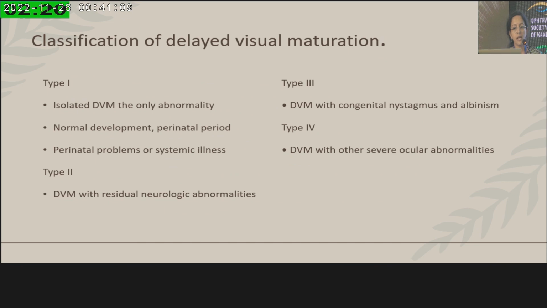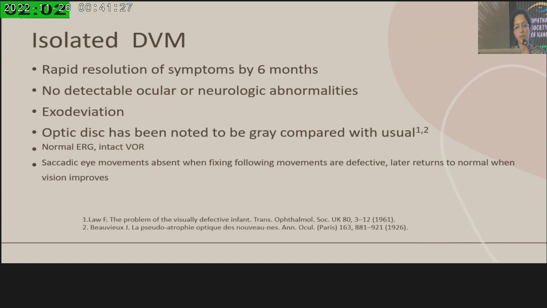So this is how classification of DVM has been done. Type 1 is isolated DVM, no other abnormality. Type 2 has residual neurologic abnormalities. Type 3 means association with congenital nystagmus and albinism. And type 4 means associated severe ocular abnormalities. So isolated DVM is our differential to CVI.